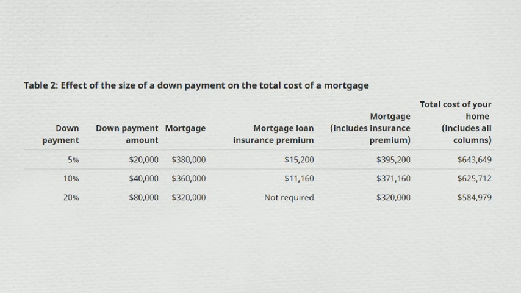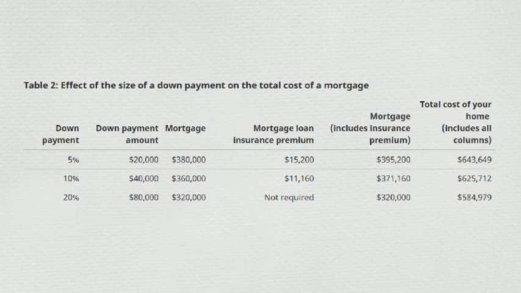Now let's look at another example. If you put a down payment of 10% or $40,000 down, your mortgage would be $360,000. With the mortgage loan insurance premium, you would pay an additional $11,160, giving you a total of $371,160. And the total cost of your home would be $625,712.